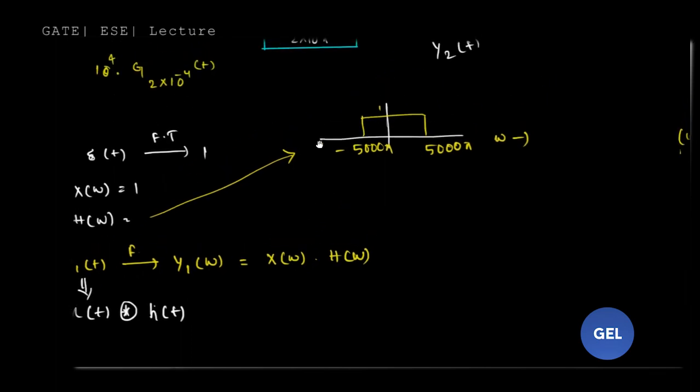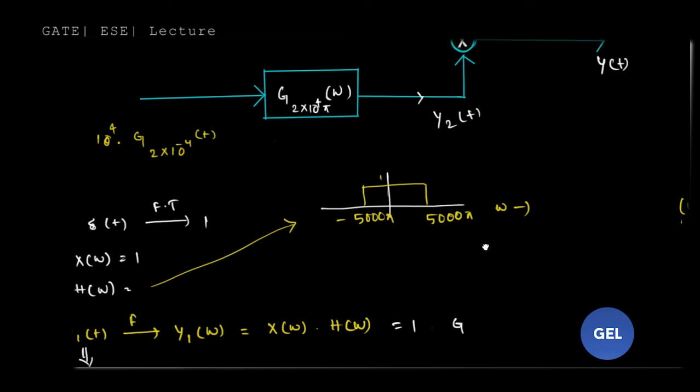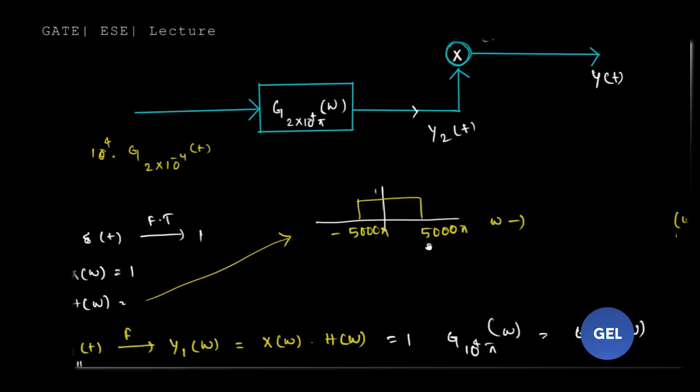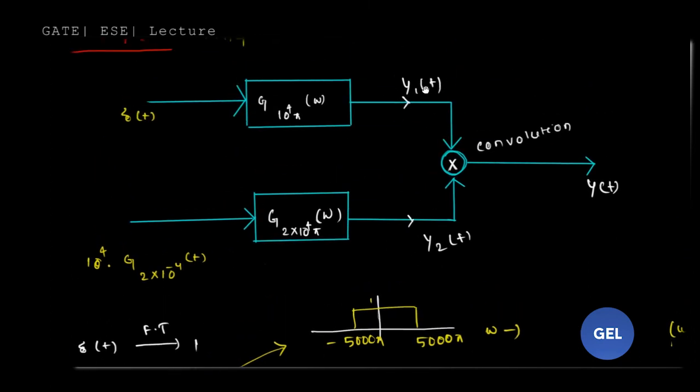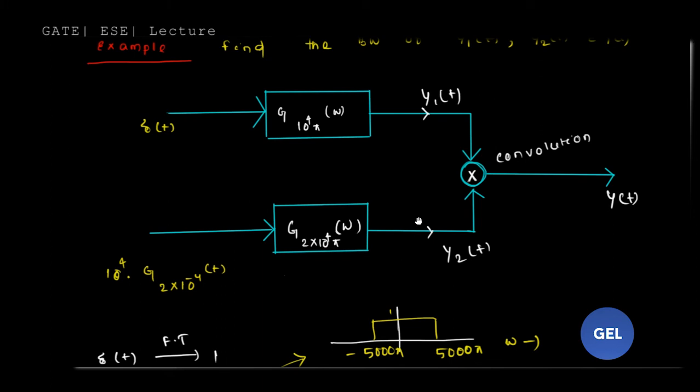X of omega is given as 1, into H of omega, which is given like this. So H of omega is the gate of omega by 10 to the power 4 pi. So what will be the value? Sir, it will be the same gate function. Absolutely correct. So you can see this came out to be your Y1 of omega. Very important concept, my dear friend. It looks very scary, but the solution to this question is extremely easy.